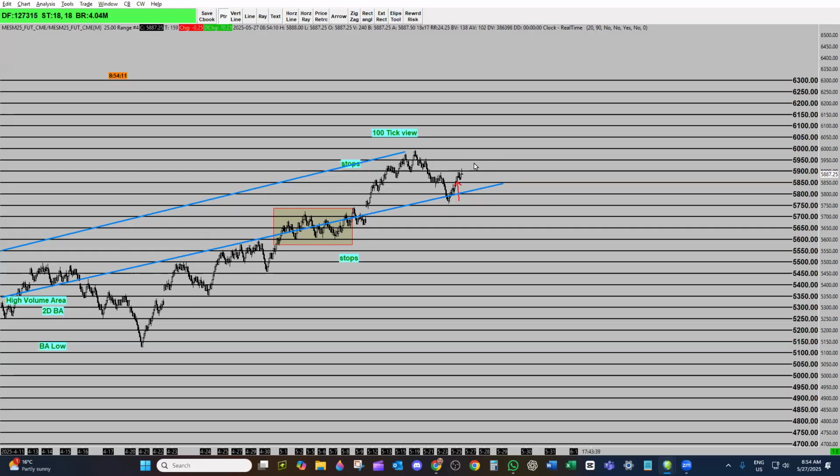So I'm suggesting don't have a bias, either as a bull, as longs, or even as a seller for shorts. This is not a time to have a bias. It's a time to wait and see what the market wants to do.